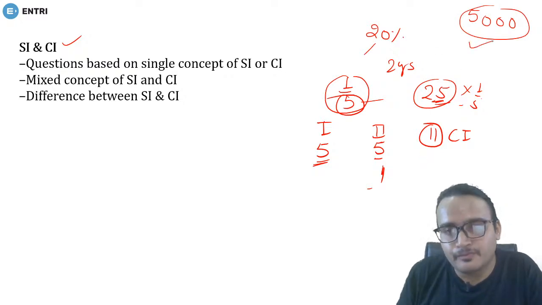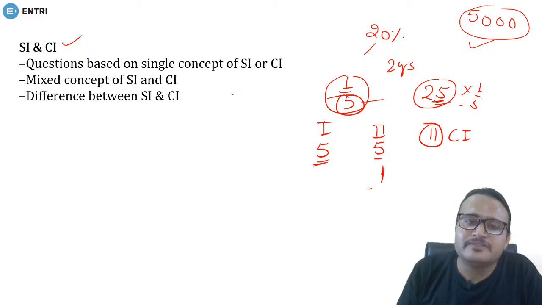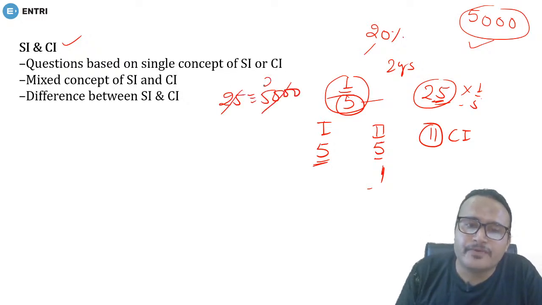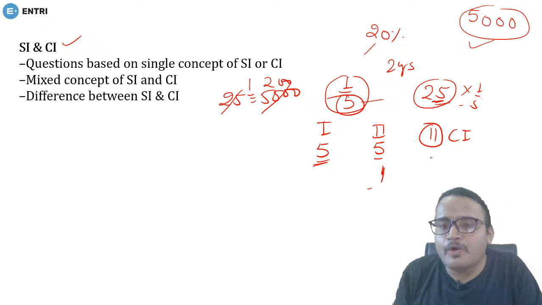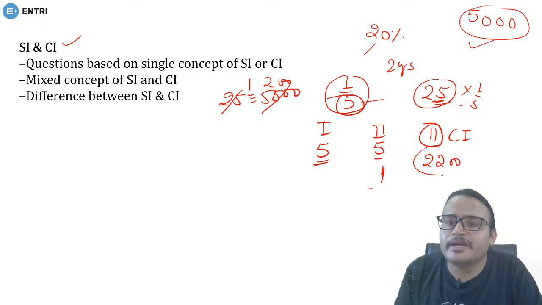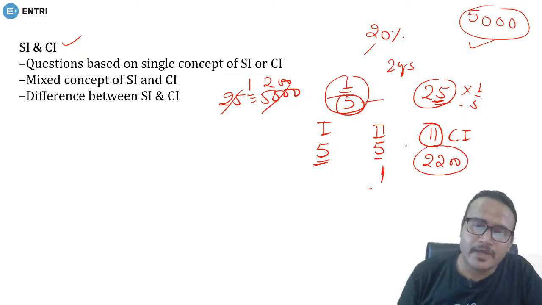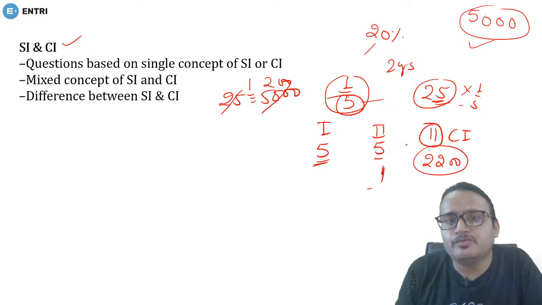5,000. So 25 is representing here 5,000. So 25 to the 50, 200. So 1 is representing 200, that means your compound interest will be 2,200 after 2 years. Okay, so this is the thing you need to apply.